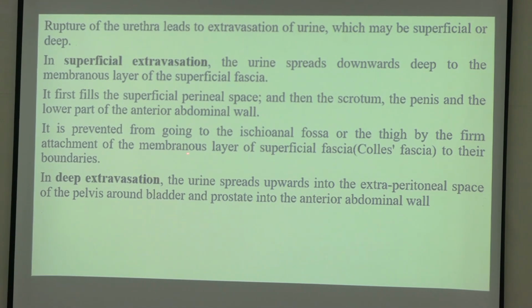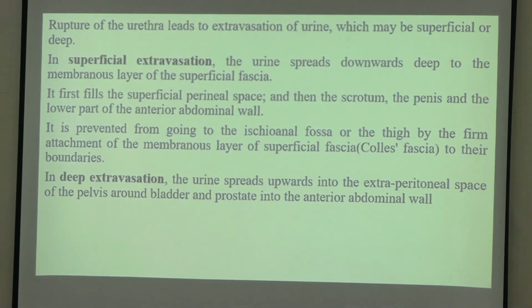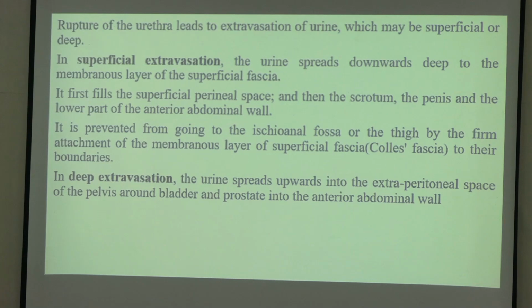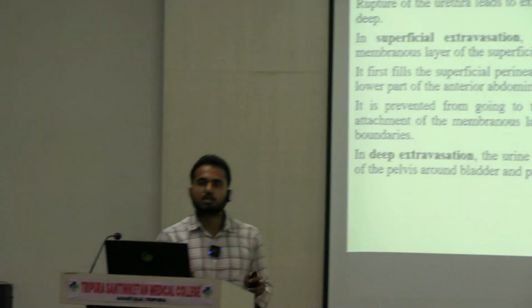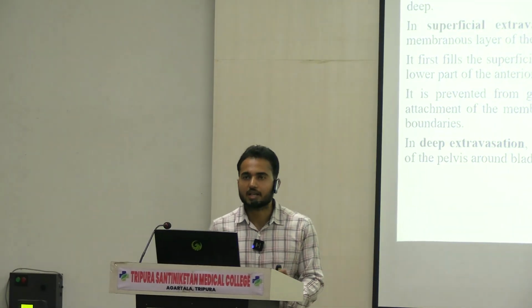As you can see, it is prevented from going into the ischioanal fossa or the thigh by the firm attachment of the membranous part of the superficial fascia, also called the Colles fascia, which will prevent the extravasation of the urine into the lower part of the thigh.